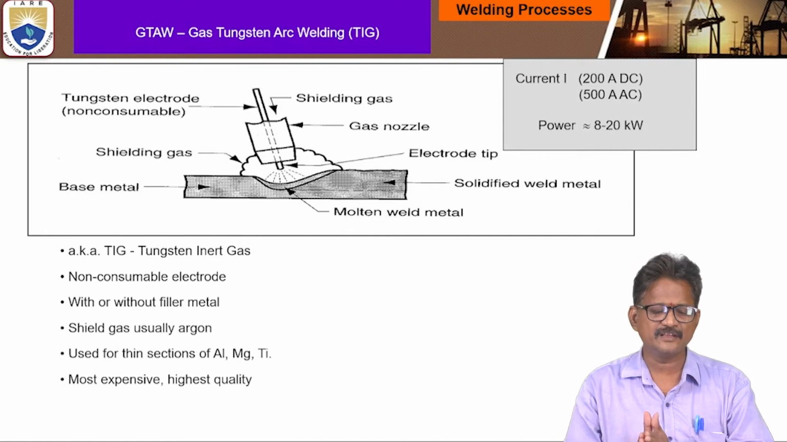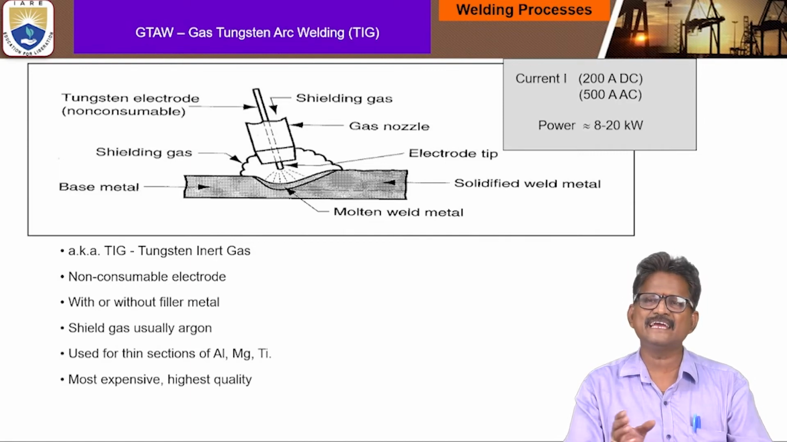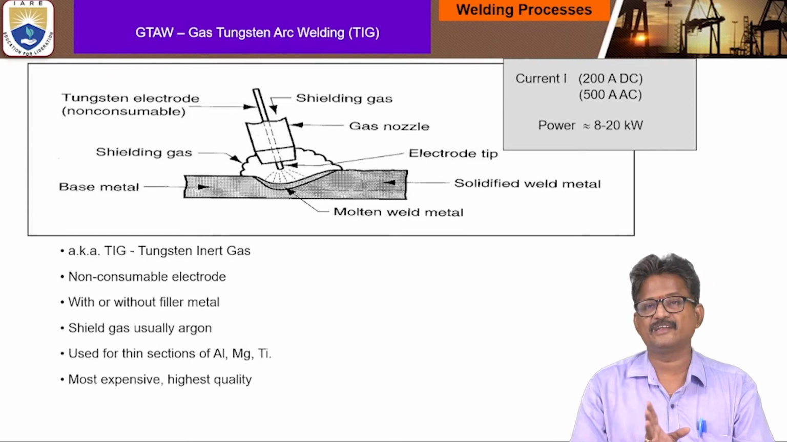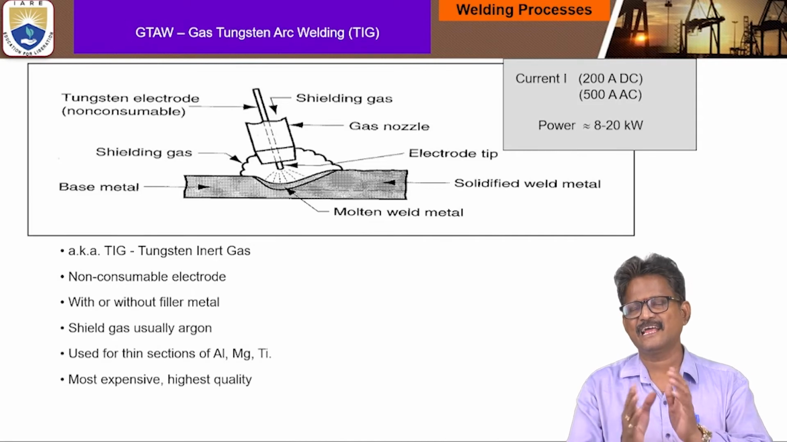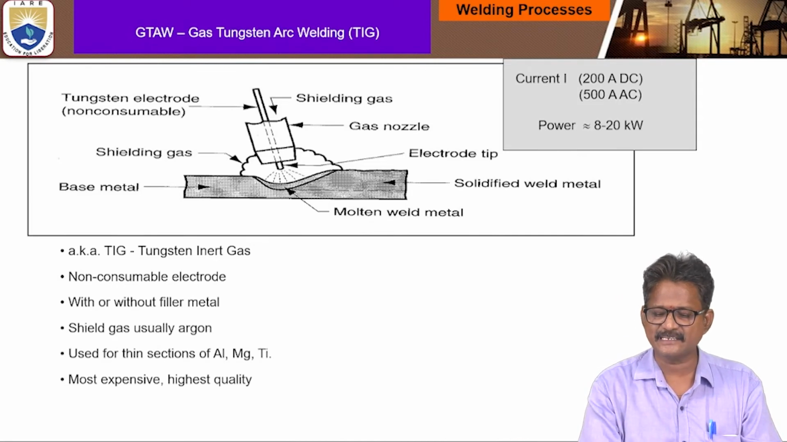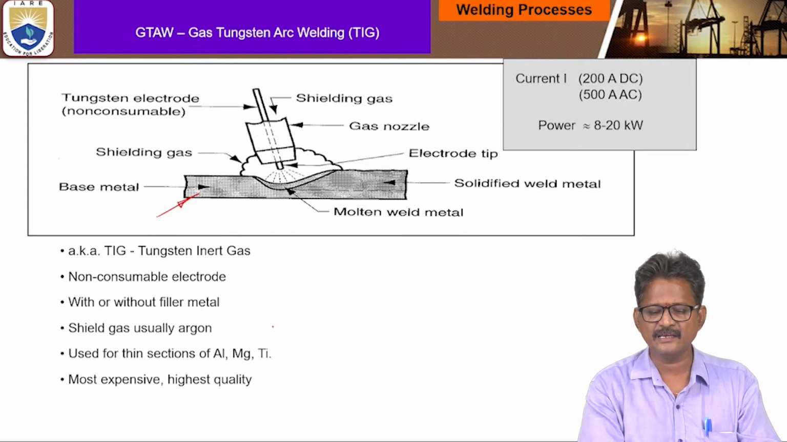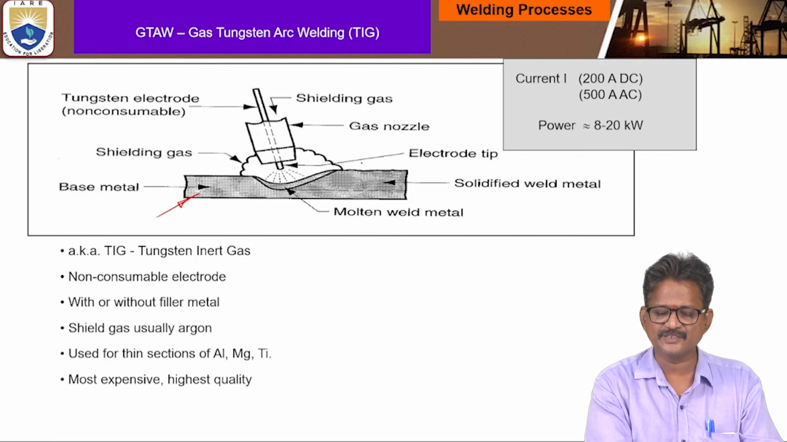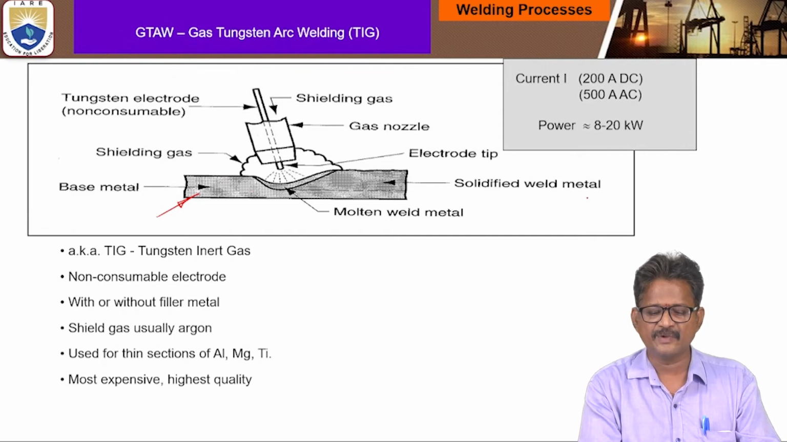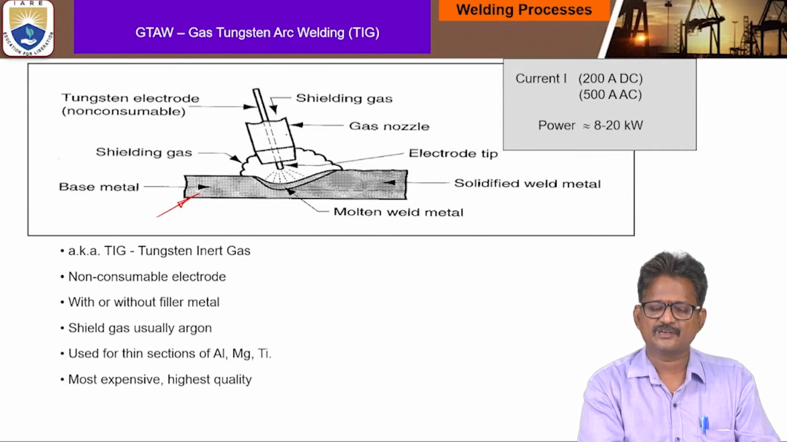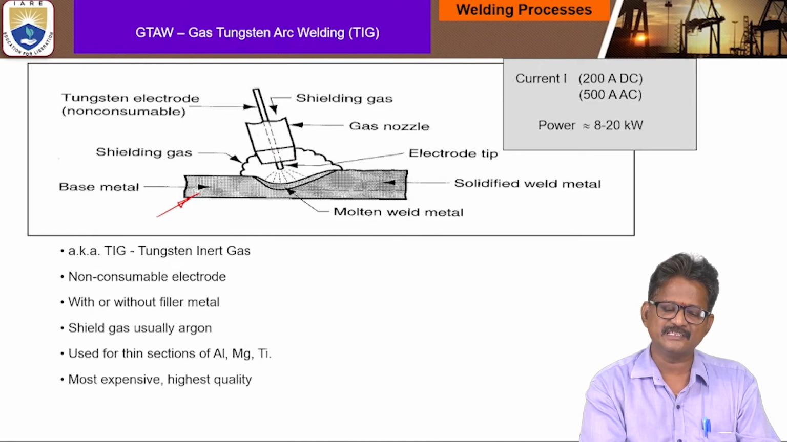In this TIG welding you can see clearly a simple line diagram of the construction of the gas tungsten arc welding process. The diagram itself is self-explanatory. There is a base metal, and starting from left to right, once welding is over there is a solidified weld metal. The left side is unsolidified weld metal, and there will be a torch, which can be controlled centrally.